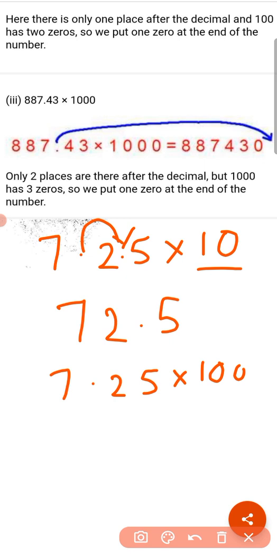Next we are multiplying the same number by 100. So 100 means 2 places to the right side, because 100 has 2 zeros. So 2 places to the right side. 1, 2. So this is the position of the decimal. 725 is our answer.